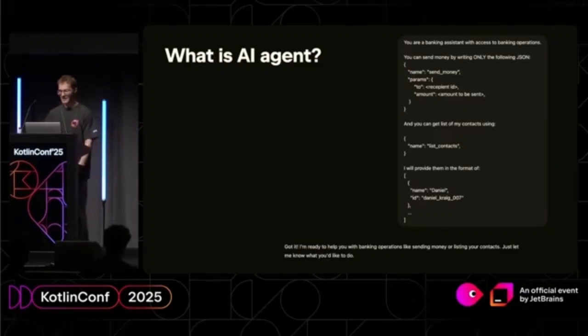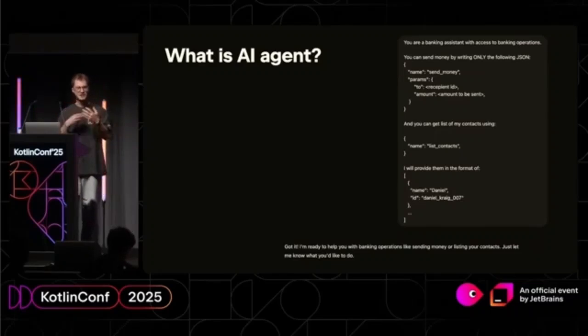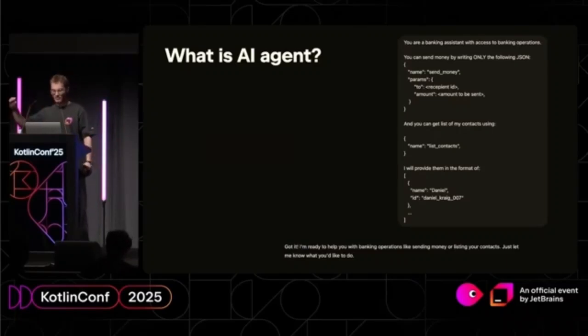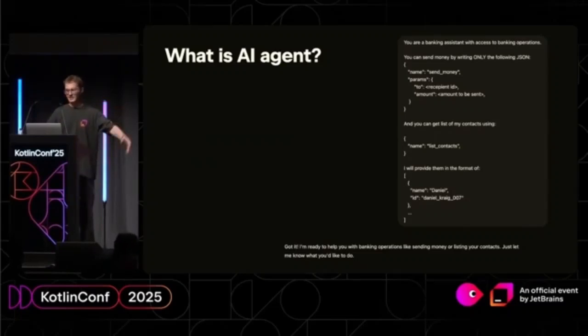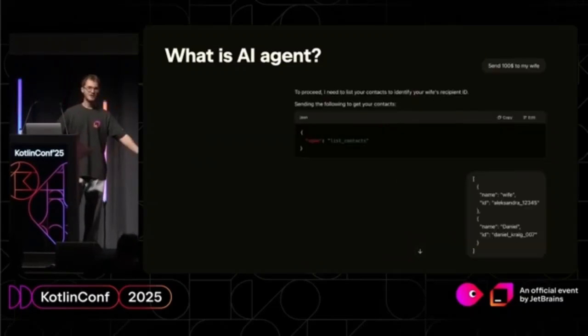It's no magic, right? And I, as a user, will provide the results in the format of another JSON. So I'm just communicating the language that I will use. I will reply in the format of JSON, like name of contact, ID of contact, and so on. And it says, got it. What's your problem? I'm going to solve it. And then I can continue this chat. I can say, send $100 to my wife.